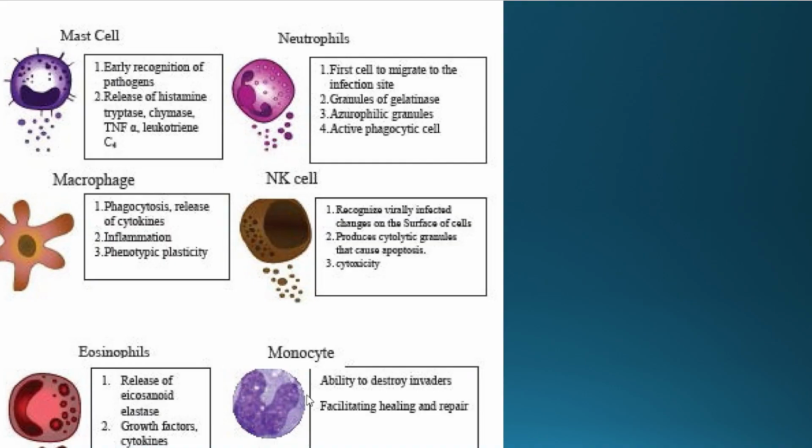So here we have seen the major WBCs which provide the cellular immunity in our innate immunity system. There are mast cells that recognize the pathogen and release histamine and tryptase and various enzymes that create the inflammation. Neutrophils are the first ones to counterattack the pathogen, the first cells to migrate because they are very small, and they are phagocytic cells, meaning they completely destroy the bacterial or viral cell, they engulf it.